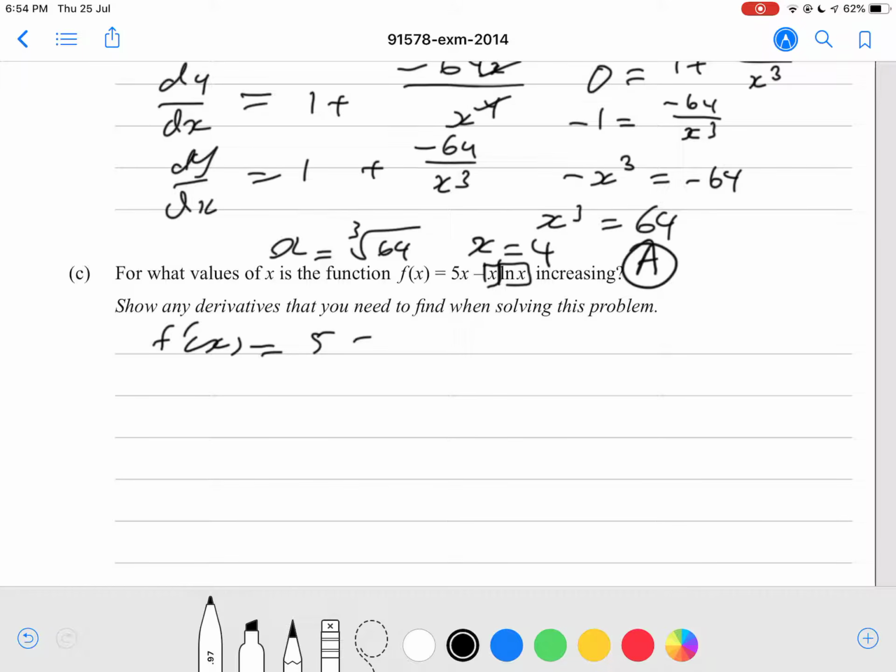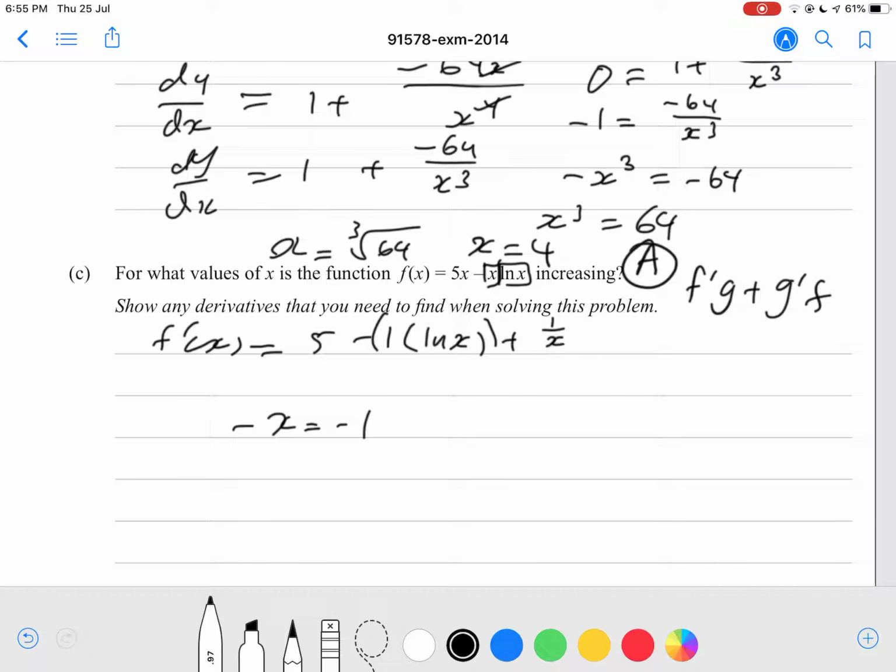So the derivative is f dash of g plus g dash of f, okay? So that's our chain rule. So f dash, the derivative of negative x, that just means it's negative 1, okay? So therefore it'll be minus 1 times ln of x, plus the derivative of ln of x times negative x.